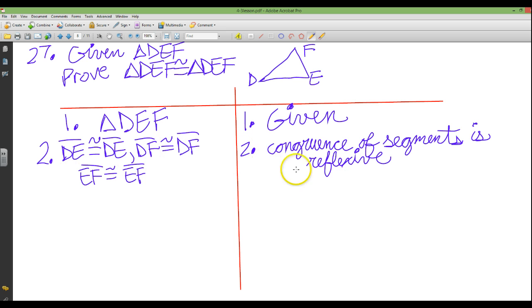Likewise, congruence of angles is reflexive. So we can say that angle D is congruent to angle D, E is congruent to E, F is congruent to F.